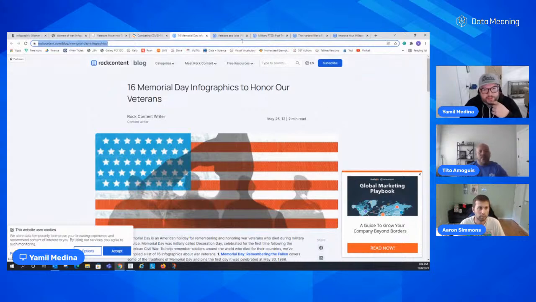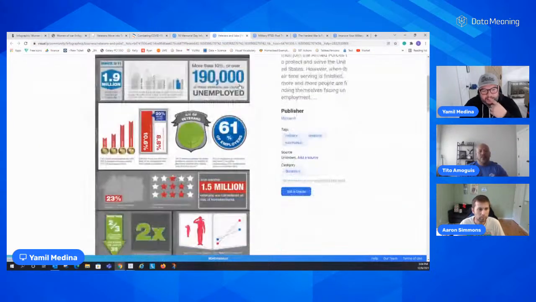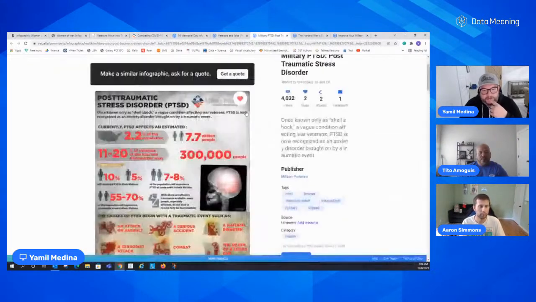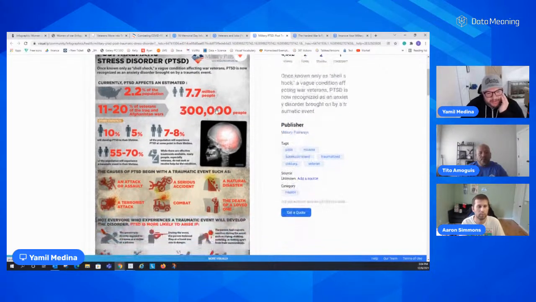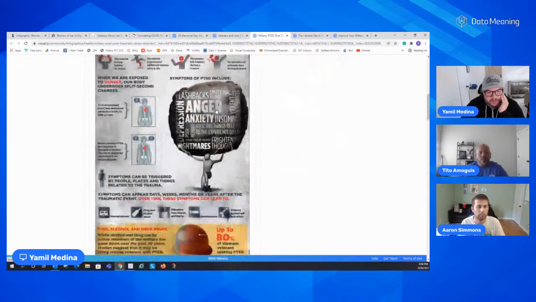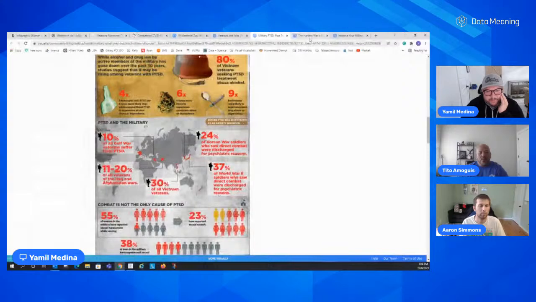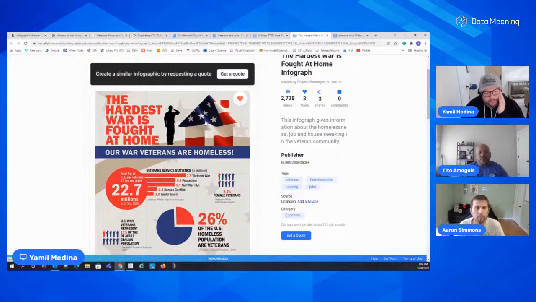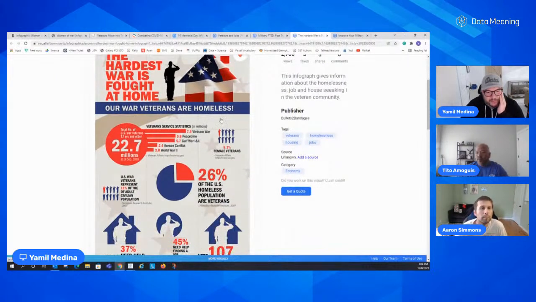As you can see here, to give you an idea, there were so many really cool military data visualizations, especially this one for me. It was super interesting. It has 4,000 views. This is post-traumatic stress disorder, military, I think it says pathway or something, or health. You can see so many interesting military data visualizations out there. I just wanted to show you guys, the hardest war is fought at home, I'm sorry. And you can see, this is our war, veterans are homeless. This is something else we want to bring to your attention, how important it is to know and to help the military.